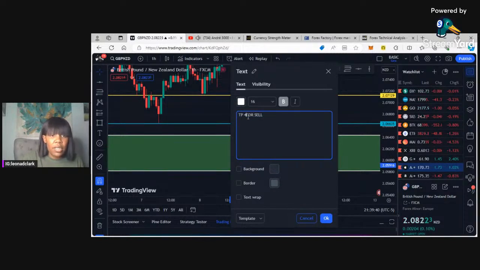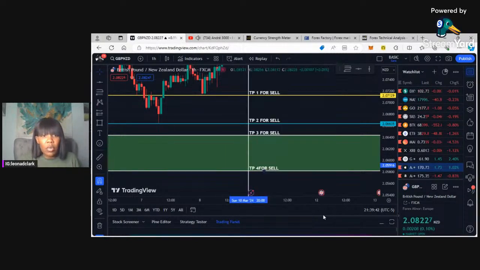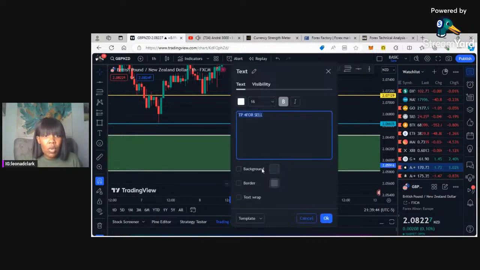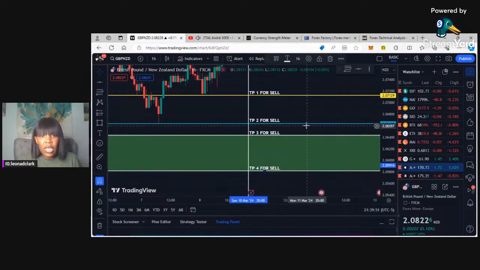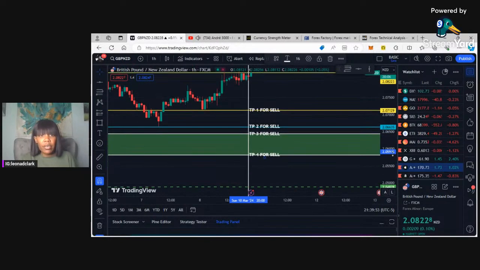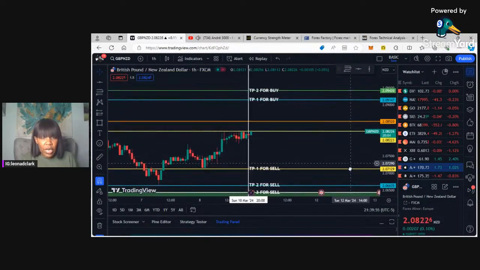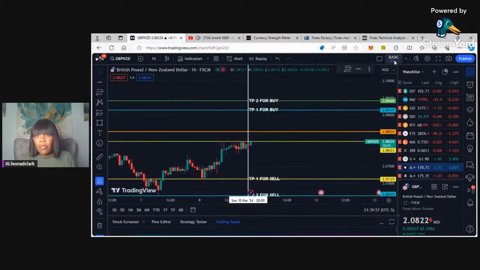And New Zealand dollar takes over. Okay. So we have two take profit points potentially for a buy, and we have four potentially for a sell. Make sure, y'all, that everything you're looking at here lines up with the strategy that you're trading, and your risk to reward ratio is there.